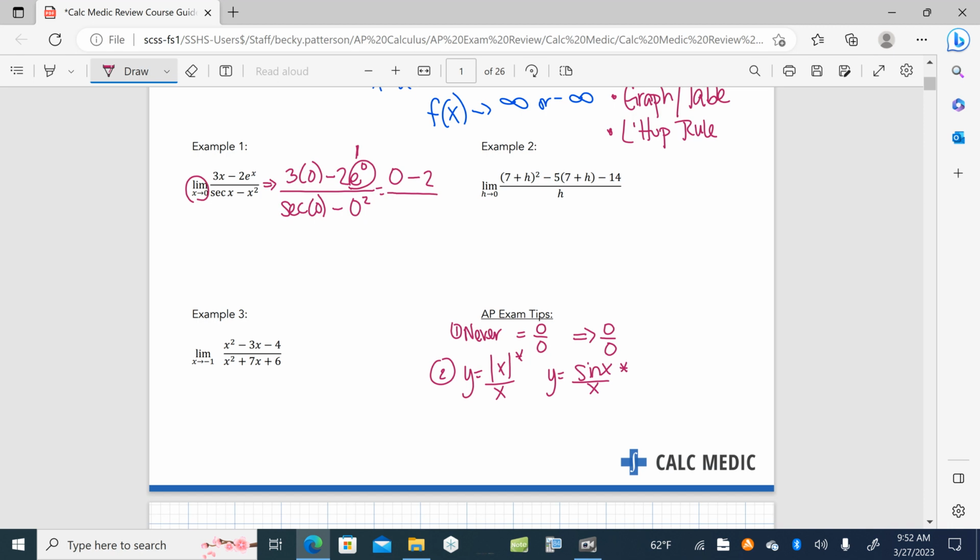Secant of 0 is the same thing as 1 over cosine of 0. And cosine of 0 is 1. And 1 over 1 is 1. So this is 1 minus 0 squared, which is 1, which gives me a value of negative 2.